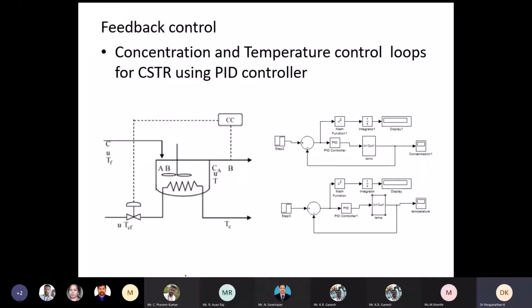This is one of my students, who did the concentration and temperature control for a CSTR, and they have used a PID controller for this. It is just a normal expression which they have taken, and this is the model which they put in, which is nothing but the concentration model. That is the expression for the concentration, the expression for the temperature, and they have obtained a closed loop control for this. It's only a unity feedback they have taken, for understanding purposes and simple identification.